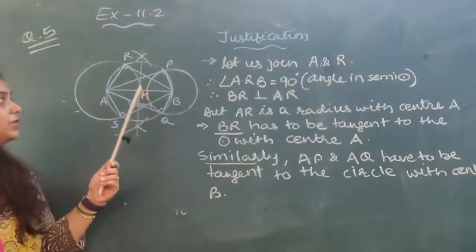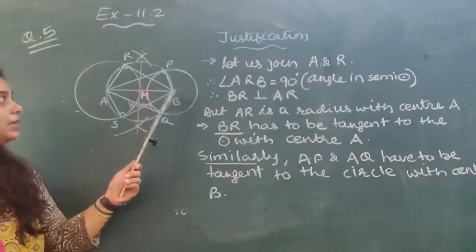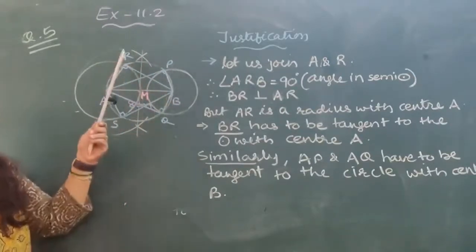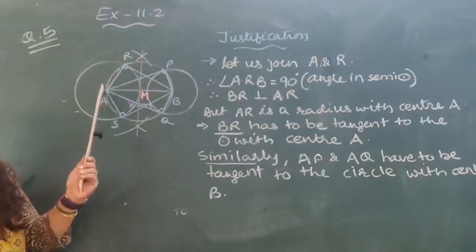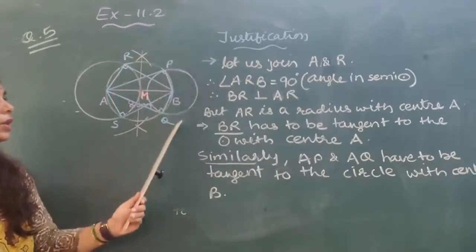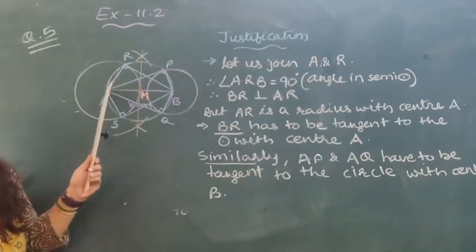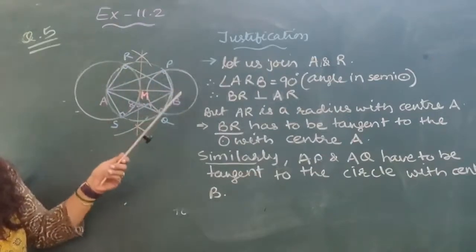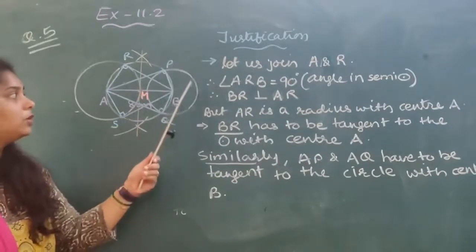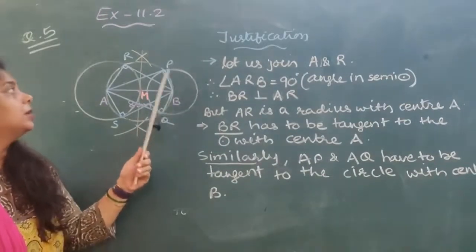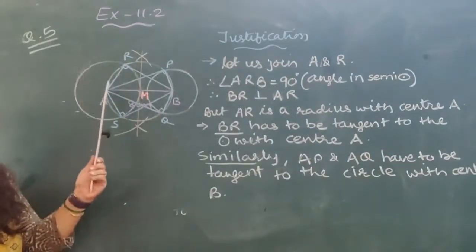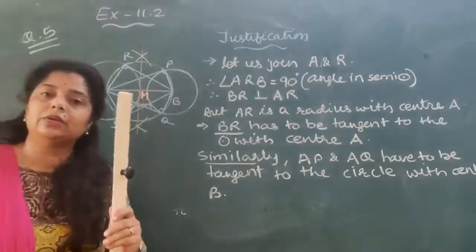Fourth step: with center M and AM or MB as the radius, draw a circle which intersects both circles at different points. The circle having center A intersects at R and S. The circle with center B intersects at P and Q. Now join AP, AQ and BR and BS. So AP and AQ are the tangents for the circle having center B. BR and BS are the tangents for the circle having center A. Like this you can write down the steps.